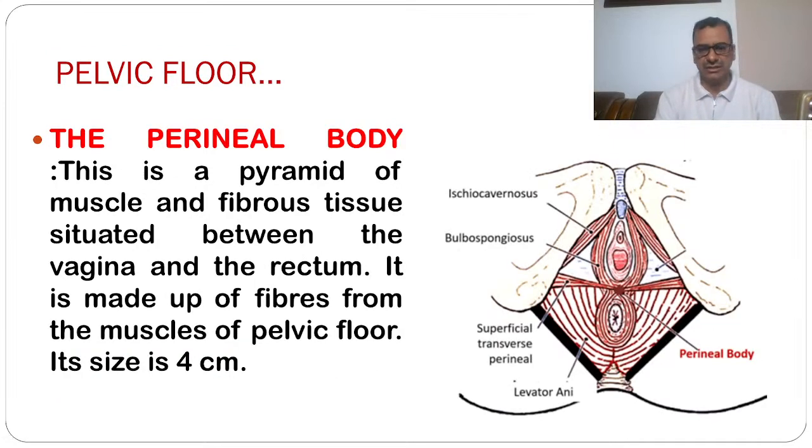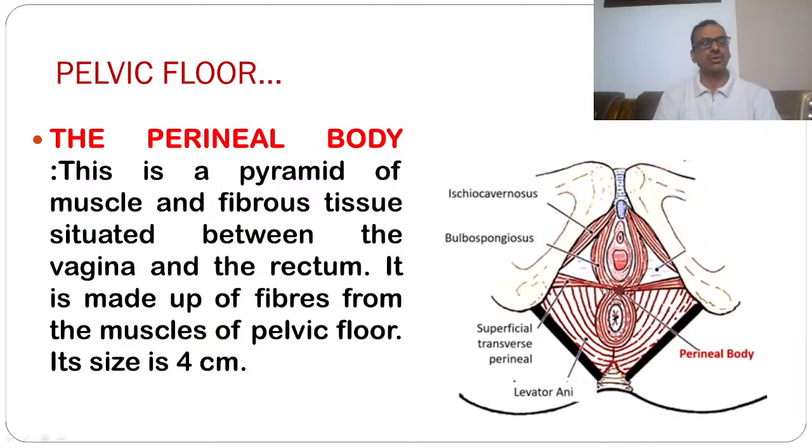Then finally we come to the perineal body. What is perineal body? Actually, perineal body is muscular and fibrous tissue, diamond shaped, and it is situated between the rectum and vagina. Most muscles attach to it while forming the pelvic floor, and its size is 4 centimeters.